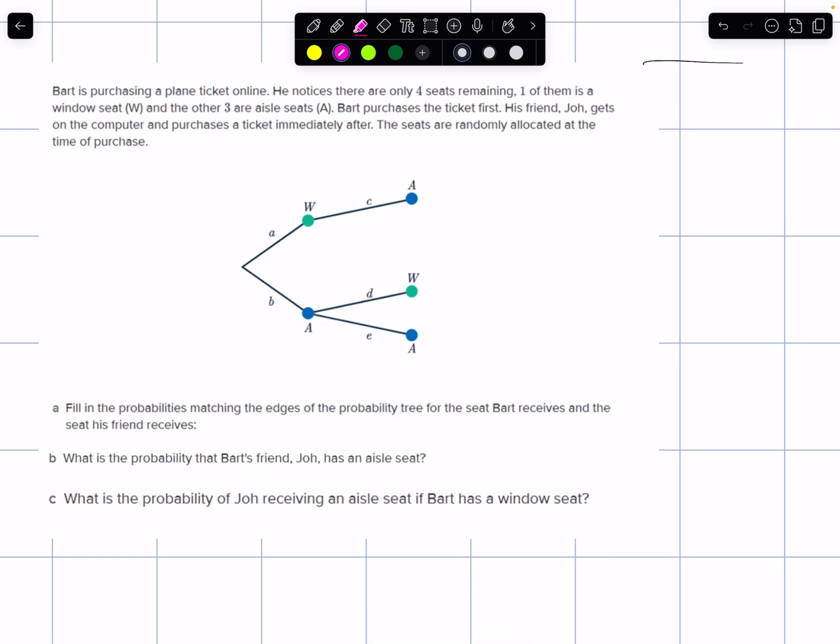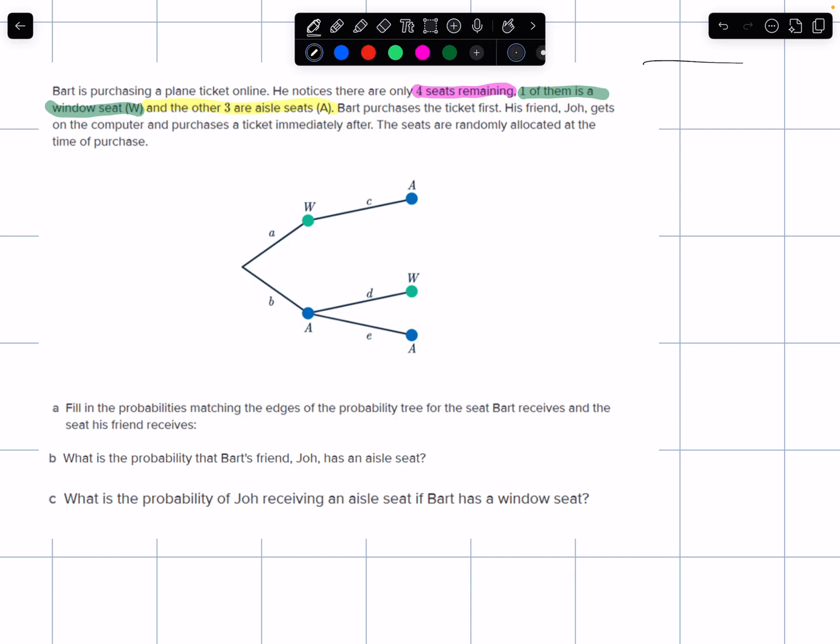He notices there are only 4 seats remaining. One of them is a window seat, and the other 3 are aisle seats. Bart purchases his first ticket. His friend Josh gets on the computer and purchases a ticket immediately after. The seats are randomly allocated. First things first, let's fill in our Venn diagram.